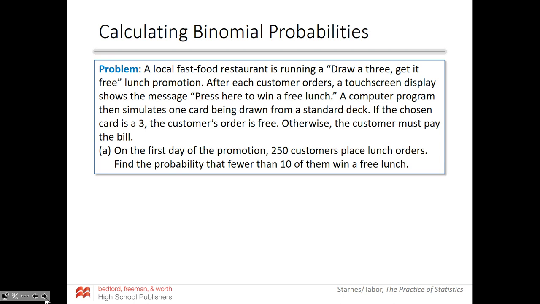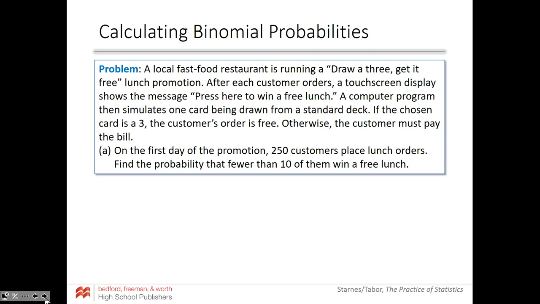So let's look at another example. A local fast food restaurant is running a draw free, get it free lunch promo. After each customer orders, a touchscreen display shows the message, press here to win a free lunch. A computer program then simulates 1 card being drawn from a standard deck. If the chosen card is a 3, the customer's order is free. Otherwise, the customer must pay the bill.